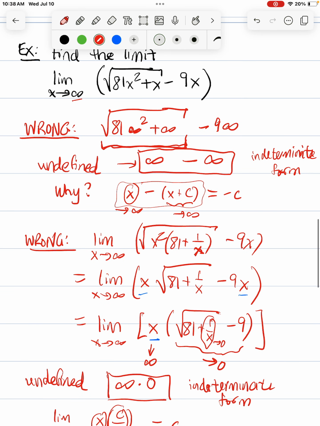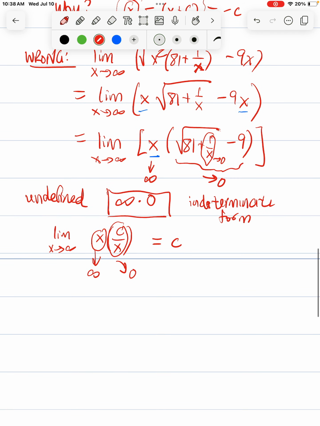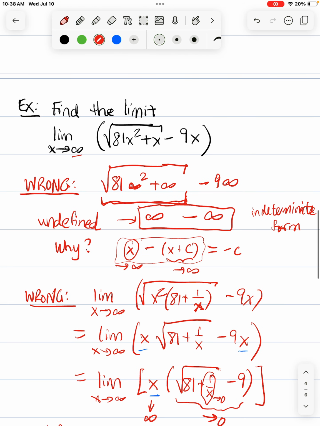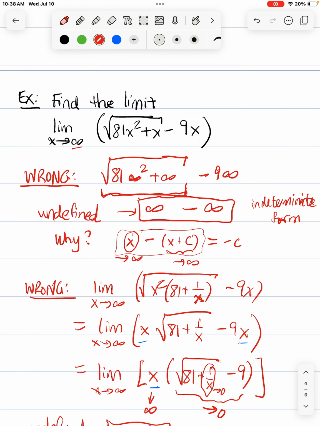Okay, so neither of these things work. And in general, if you have infinity minus infinity, you don't know what the limit is, you have to do something else. If you have infinity times 0, you have to do something else. So what do we do to find the limit? Now this limit might still exist. In fact, it turns out that it does exist. So now let's actually talk about how to do it.